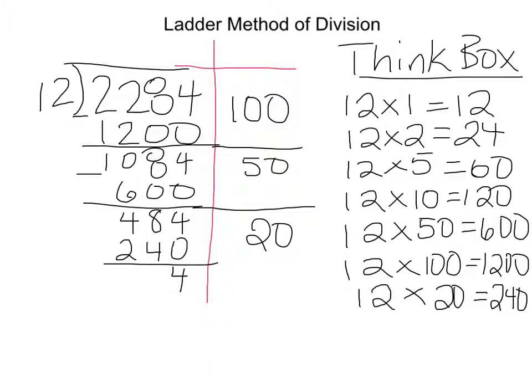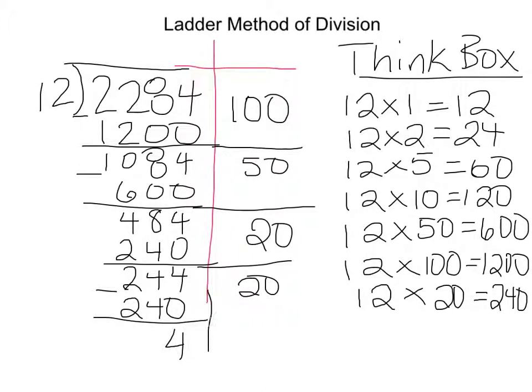I'm left with 244. And I can place another 20 in each group, take away another 240, and I'm left with 4. Well, 4 does not fit in equally into 12 groups. So that's what my leftover or my remainder ends up being.